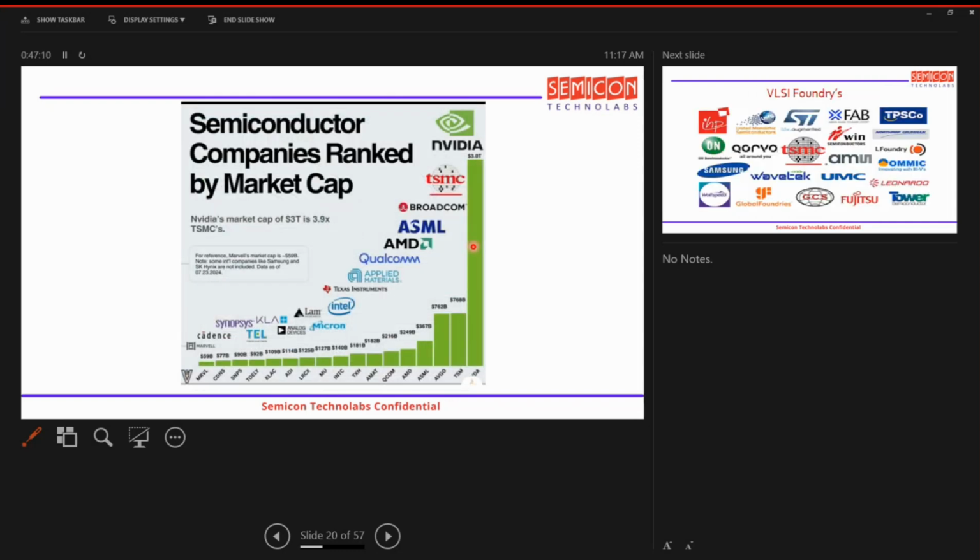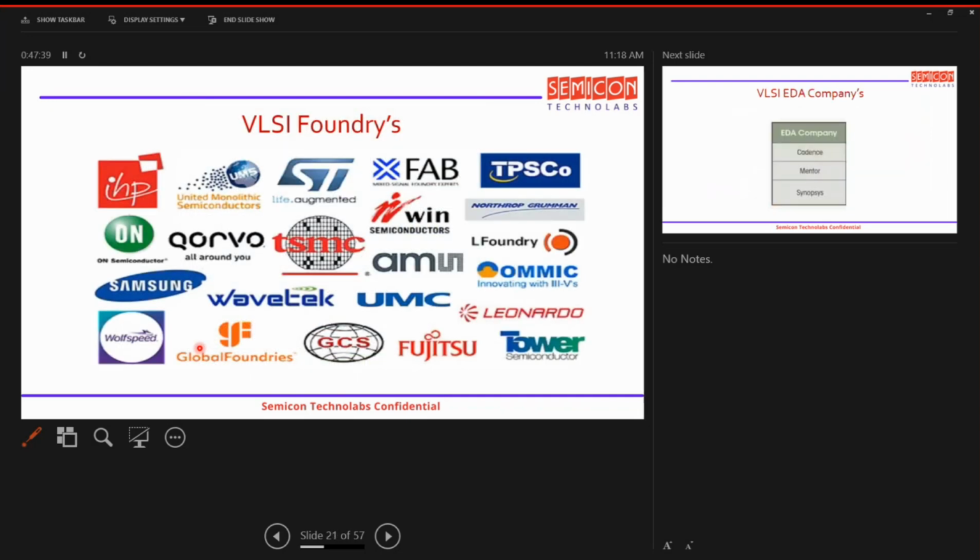And then let's look at semiconductor companies ranked by market cap. These are all the different companies, and you can see NVIDIA has touched a trillion, not even billion, trillion. This is how the revenues are in terms of VLSI companies, followed by TSMC, Broadcom, ASML, AMD, Qualcomm, all the way till Marvell. Of course, these are all different VLSI foundries, the most famous being TSMC, and then Global Foundries, Tower Semiconductor. These are all different foundries which provide us the die, which we can send to market post packaging.